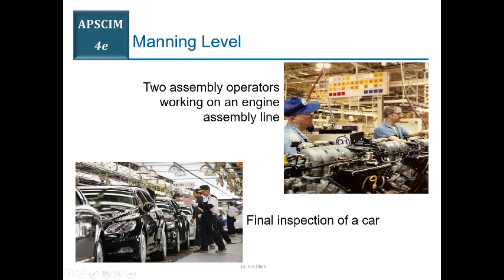So अब हर एक वर्कस्टेशन में जितने वर्कर्स असाइन होंगे that will be known as a manning level. So like in this picture you see a designated area for engine blocks, जहाँ पे इंजन की जो इंजन ब्लॉक्स है उनकी असेंबली हो रही है, and there are two workers working in this particular area. So the manning level is 2. So two assembly operators that are working on the engine assembly line. So इसका manning level जो होगा वो 2 होगा.